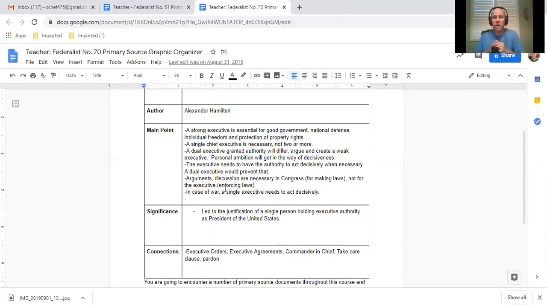And we also said that if we had a dual or a tri-executive, then people's personal ambitions and political obstacles would get in the way of the president doing the job of the president, that is, to just execute the law.